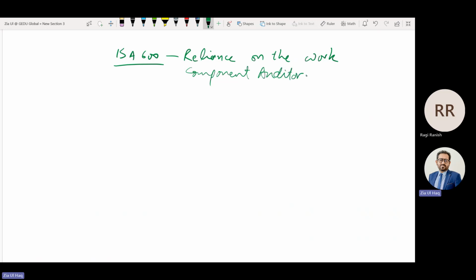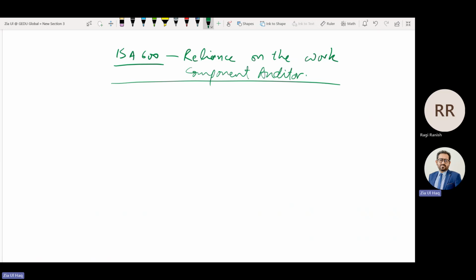So in a group audit, there are two types of auditors involved. One is the principal auditor. Principal auditor means the auditor of a parent company who will be reporting on two sets of financial statements, one individual financial statements of the parent company and the other consolidated financial statements. And component auditor means the subsidiary auditor, and the subsidiary auditor could be our firm or any different firm.